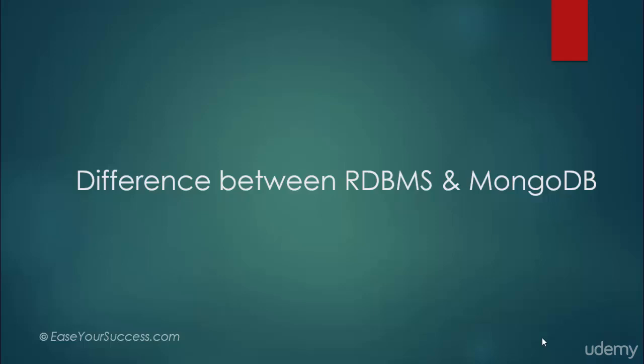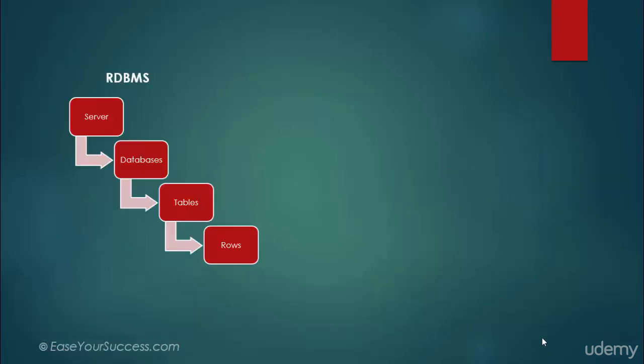Now that we have a basic overview of NoSQL databases and MongoDB, we are good to look at the difference between RDBMS and MongoDB. We can understand from this picture that RDBMS will have a database server, and on the database servers we will have our databases running, and in databases we will have our tables, and tables will contain rows, and every table in a relational database management system will have a fixed schema.